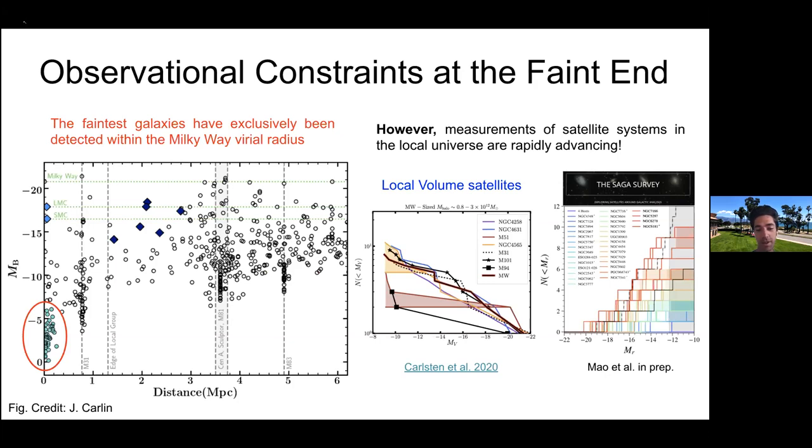But I thought I would be remiss not to start with the observational progress in the last, I guess, 3 years since this conference in 2017. There's been quite a bit. It's really quite an exciting field. So I want to make 2 points.